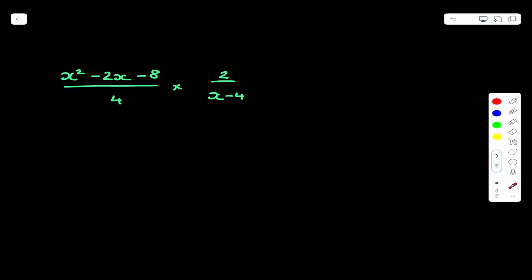Hi and welcome back. Today we're going to learn how to simplify this fraction when we have a quadratic.